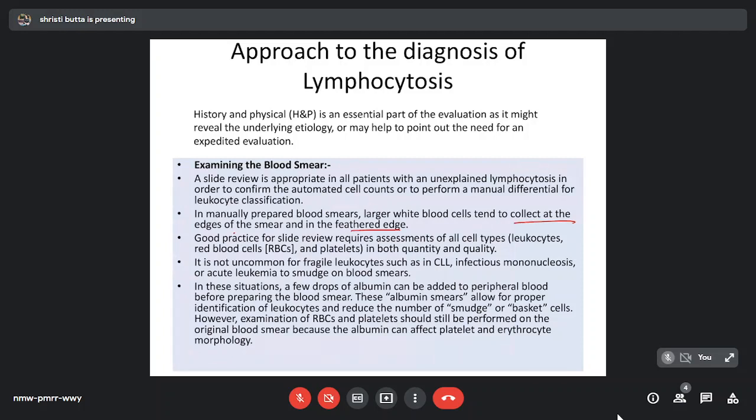It is not uncommon for fragile leukocytes in CLL, or even in infectious mononucleosis or acute leukemia for that matter, to smudge on blood smears. So how do we prevent that? In these situations, a few drops of albumin can be added to the peripheral blood smear, and these albumin smears allow for proper identification of leukocytes and reduce the number of smudge cells or basket cells. However, examination of RBCs and platelets should be performed on the original blood smear because albumin can affect platelet and erythrocyte morphology. So that is again very important.